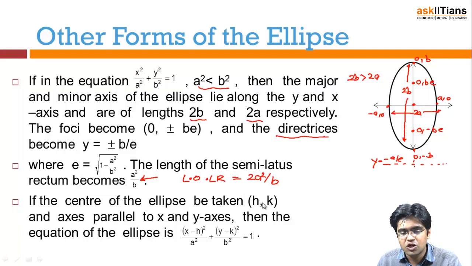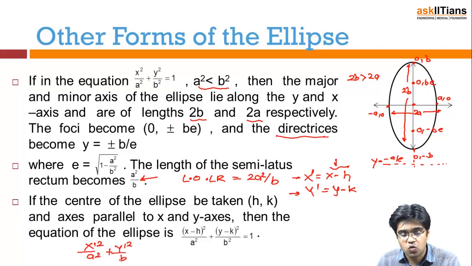If you shift your origin to h comma k and call it the new origin, then going by the fact, your x will transform into x dash, and X dash will be X minus h. This is your new origin, and this is your origin in terms of old coordinates. Y dash will become y minus k. So if you replace, what is our equation? Our equation has to be x dash square by a square plus y dash square by b square equals 1. This is the equation in new coordinate axes.